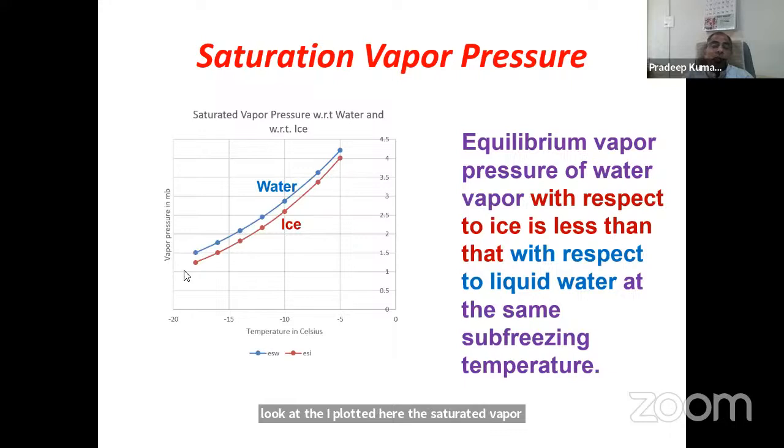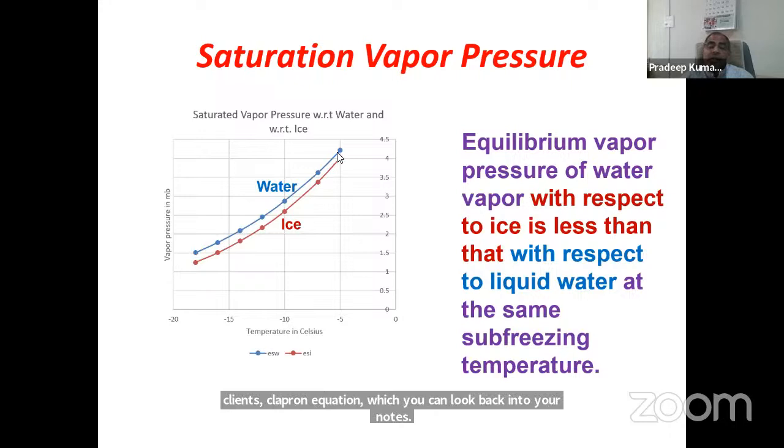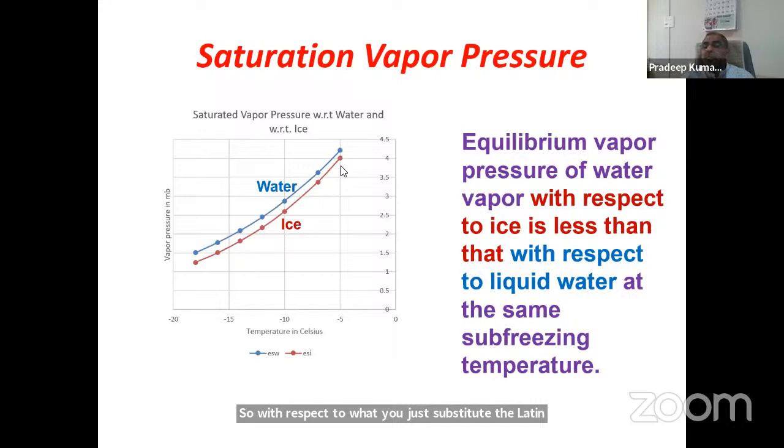And this you can plot using your Clausius-Clapeyron equation, which I have dealt with, and you can look back into your notes. So with respect to water, you just substitute the latent heat of vaporization. And if you want it with respect to ice in that equation, instead of latent heat of vaporization, you substitute the latent heat of sublimation. Then you will get the saturation vapor pressure with respect to ice. So if you look at it, the saturation vapor pressure with respect to water is always higher. So which means over the droplet, it will be much higher compared to the ice.